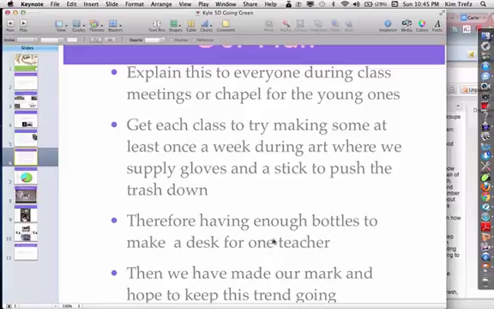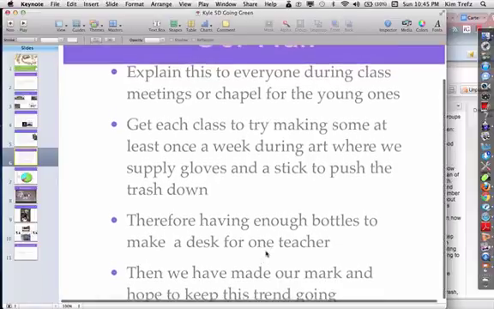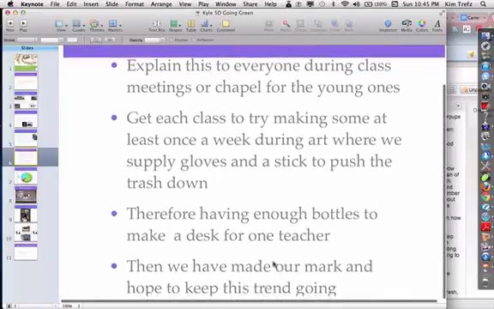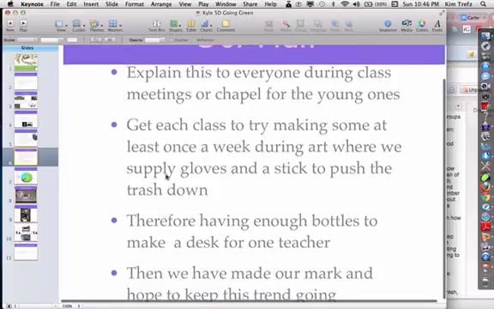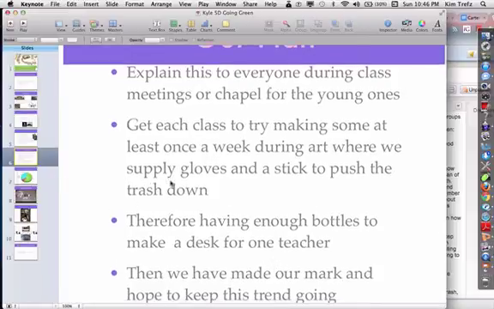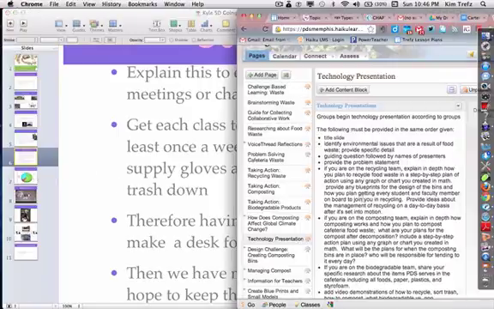Even because if you notice, teachers are not really using desks anymore. We're at tables, or we're next to the students or among the students. So try to think of other ways that you can use these bottle bricks. And it says, then we have made our mark and hope to keep this trend going. Okay. So we've got a start as far as ideas. I want you to work on developing these ideas a little bit more, just so we can have information as to how we're going to benefit from creating these bottle bricks.